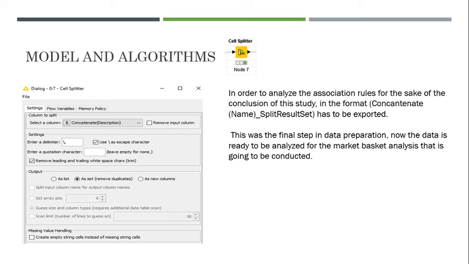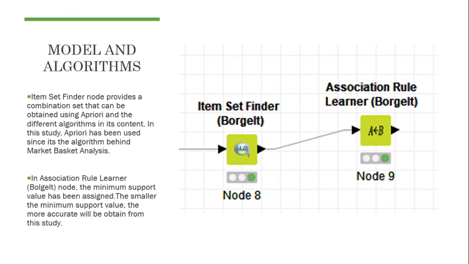We have used the cell splitter node in order to turn this grouped data into a list. Otherwise, conducting the market analysis wouldn't be possible, since the item set finder and the association rule learner nodes can process only the list data type. Now that the data is ready to process, we are ready to conduct the market basket analysis using the item set finder and the association rule learner nodes.